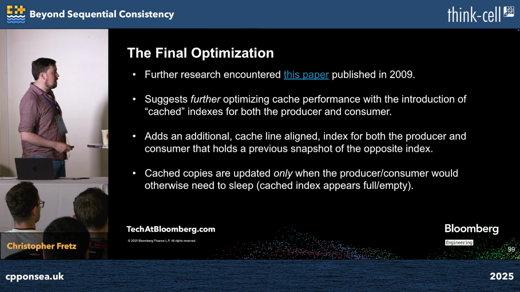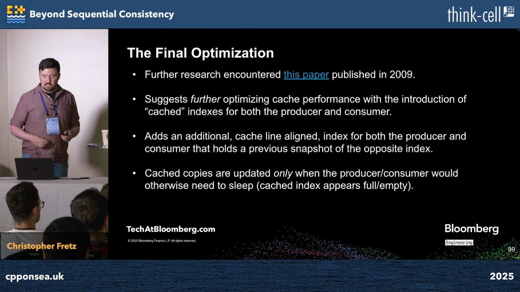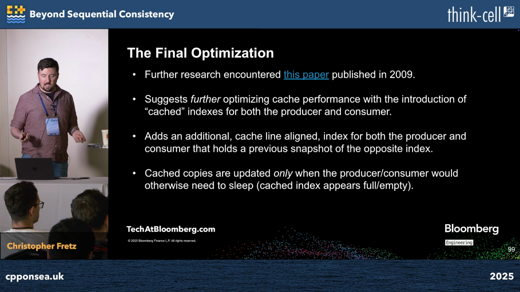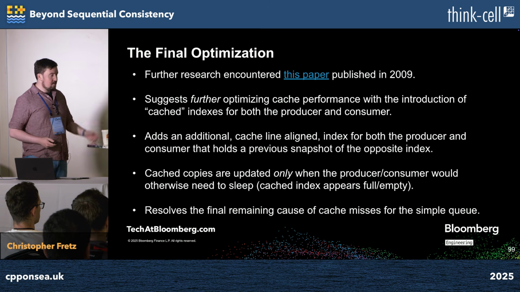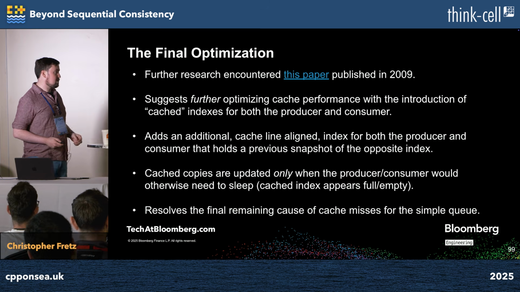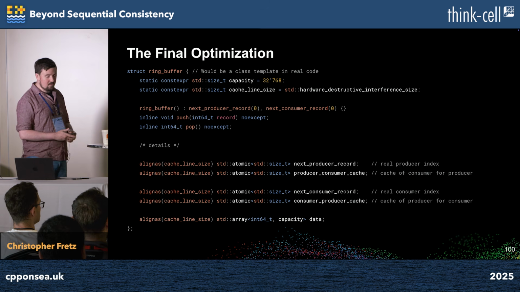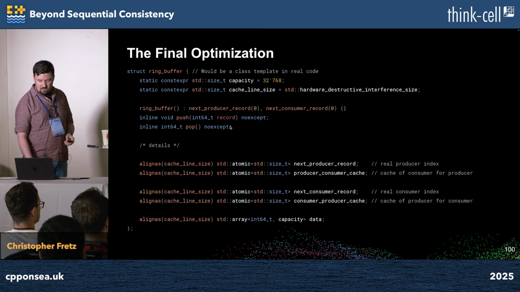We'll get into it. But what's crucial here is that the cache copies are updated only when the producer or consumer would otherwise need to sleep because they have no work. And so this resolves the final remaining cause of cache misses for this simple queue. And so this is what this looks like. Ignore the bunch of junk up here.